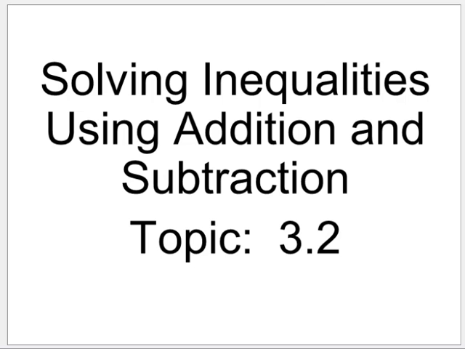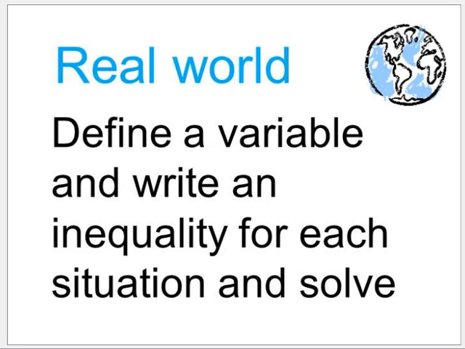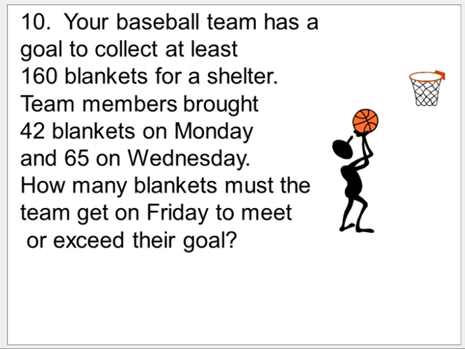Alright, continuing on one last time, but we're going to do some real world examples. What we're going to need to do is define that variable, and then we're going to set up an inequality and solve for each one. In this problem, it talks about our baseball team, and it's our goal to collect at least 160 blankets for a shelter. The team members brought 42 blankets on Monday and 65 on Wednesday. How many blankets must the team get on Friday to meet or exceed their goal?